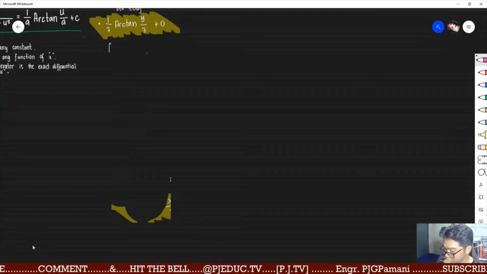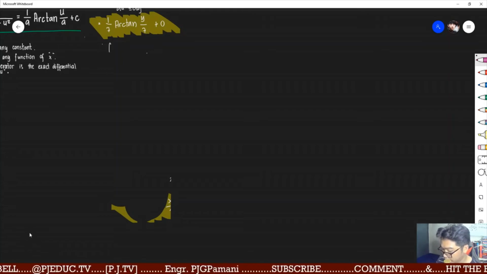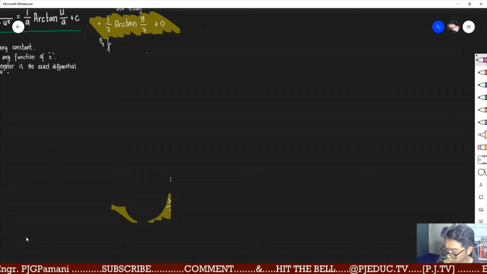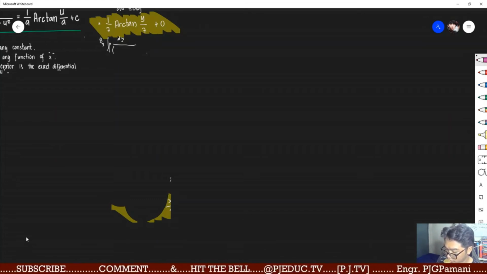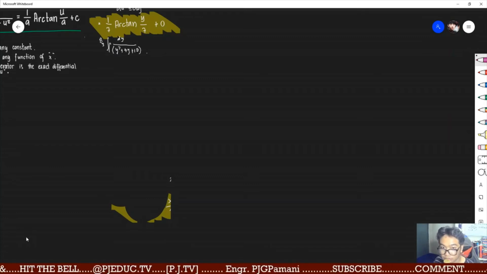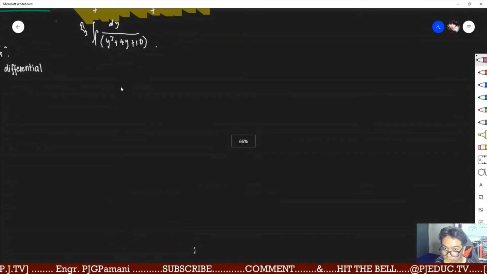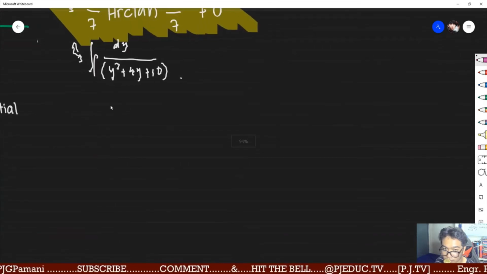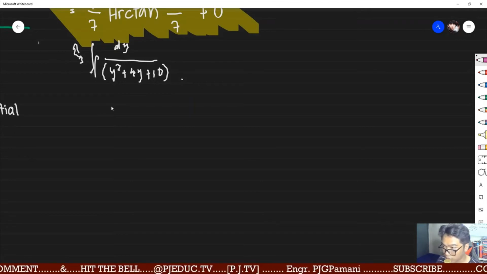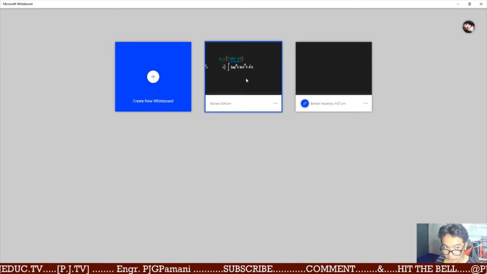Now, for example number 3, what if you're asked to evaluate the indefinite integral of dy over y squared plus 6y plus 10? The indefinite integral of dy over y squared plus 6y plus 10.